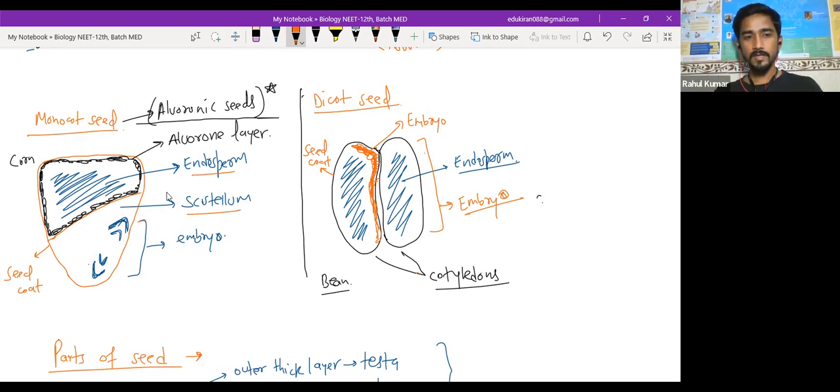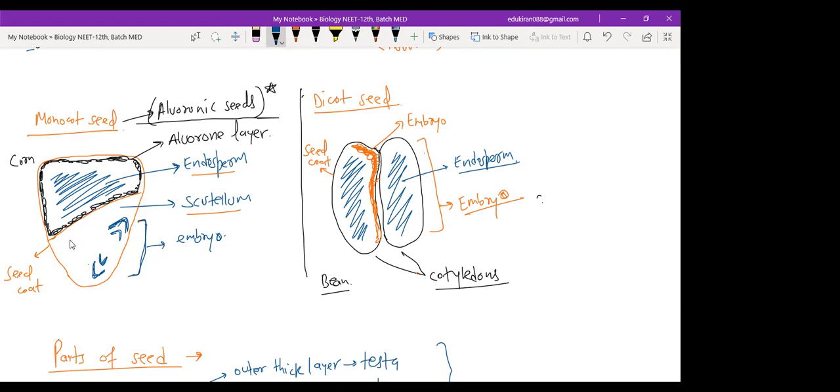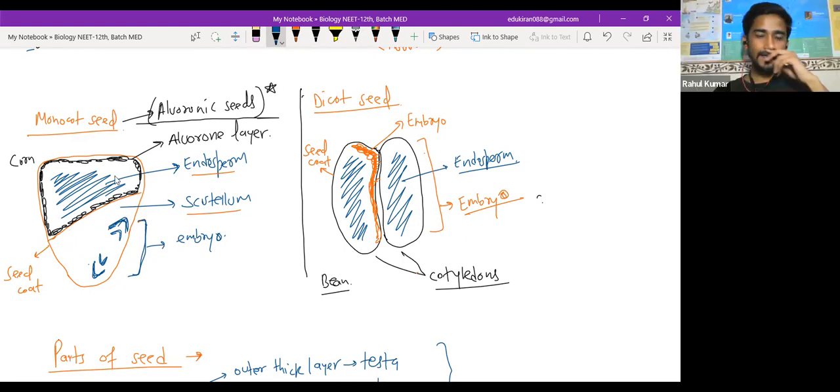So if you see, the size of the embryo is smaller than the seed. Whereas in case of dicots, the whole length of the seed is the length of the embryo. Is it clear? The difference is clear, everyone? Yes, sir. So what is the function of the aleurone layer? The aleurone layer is like a protective layer that contains moisture and endosperm within it. And it has other functions about which we will study in detail. I'm just giving a brief recap in today's class.